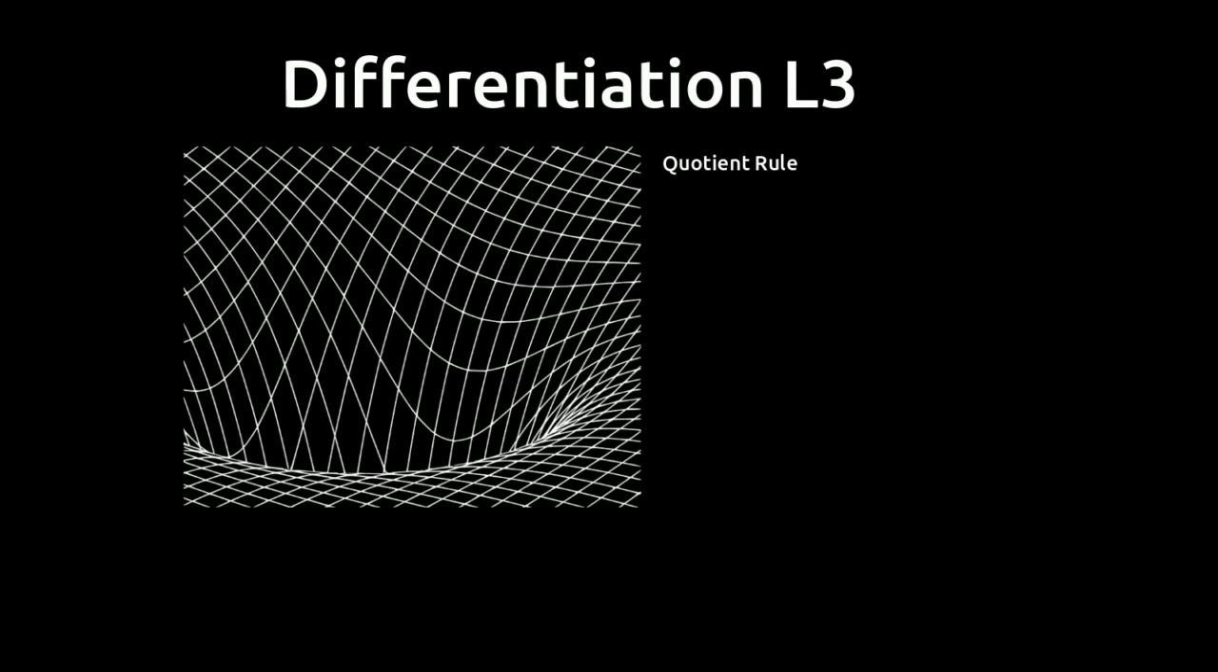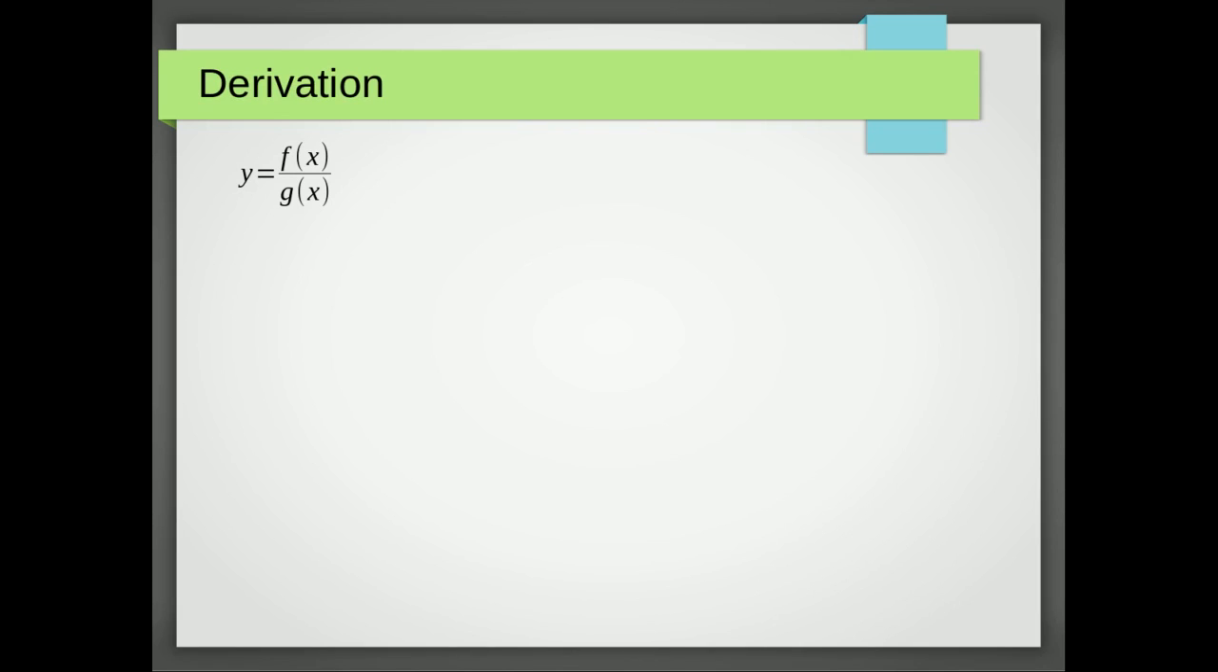In this lesson we're going to learn how to use the quotient rule. A quotient is when you've got one function above another. We will derive the formula using the product rule, and then I will give examples of how to use our derived formula.